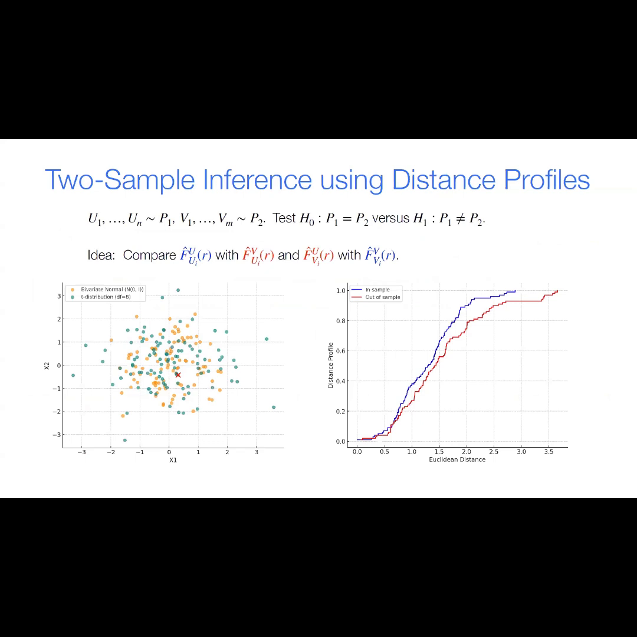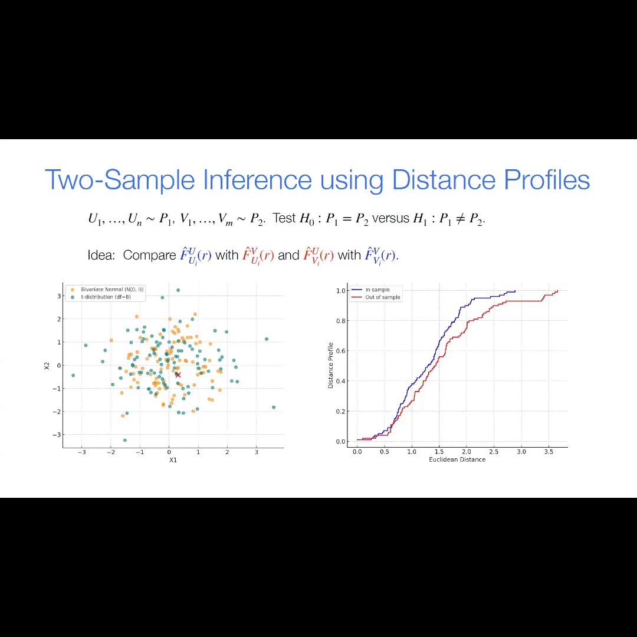Because distance profiles can be used to characterize measure, one very immediate thing is they can be used for two-sample testing. So a classical two-sample test is of this form, where you have U1 to UN coming from a distribution P1 and V1 to Vm coming from another distribution P2, where you want to test that P1 is equal to P2 versus P1 is not equal to P2.